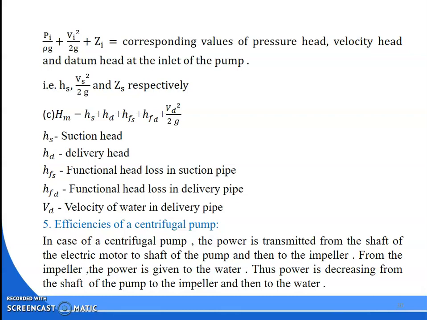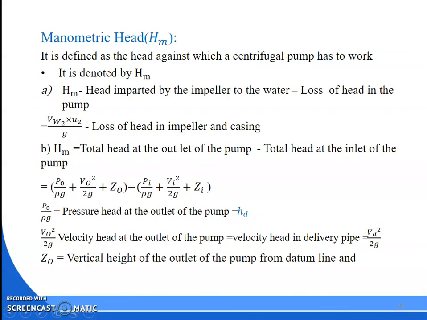So what is Pi? Accordingly, that is Ps by rho g, where the suction will be there, suction head, then Vs square by 2g and Zs. That is according to the inlet condition. So what is manometric head? Suction head, delivery head, frictional head loss due to suction pipe, frictional head loss due to delivery pipe, plus velocity of water in the delivery. That will give you what? Manometric head. Okay. Next we will discuss efficiency.